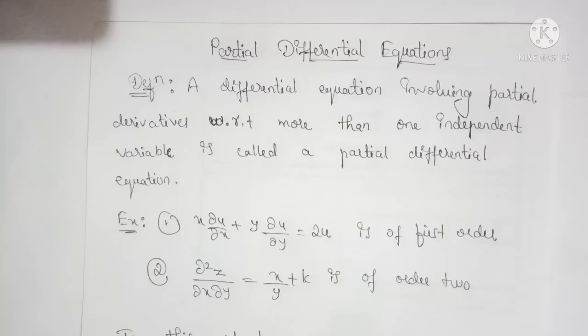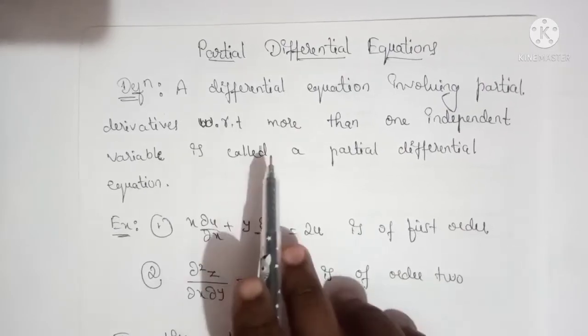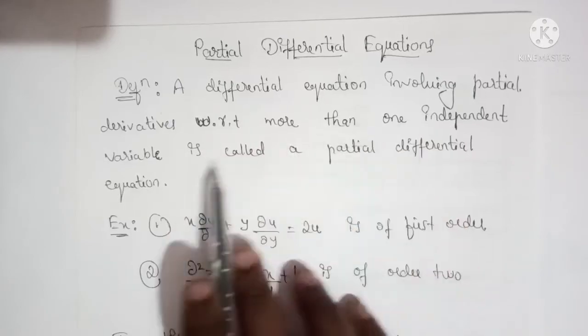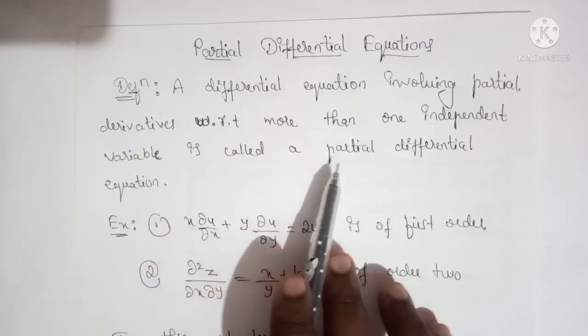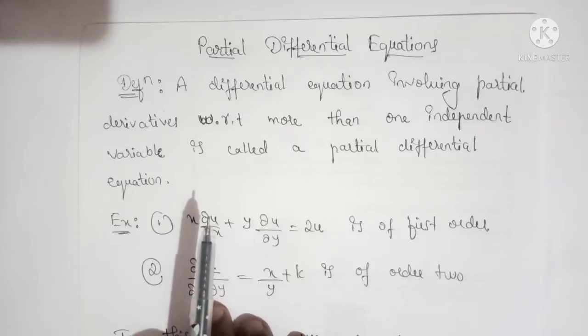In this video we will start a new chapter, partial differential equations. Definition: an equation involving partial derivatives with respect to more than one independent variable is called a partial differential equation. So that means any equation which contains partial derivatives with respect to more than one independent variable, that means it contains more than one independent variable. Such an equation is called a partial differential equation or PDE.